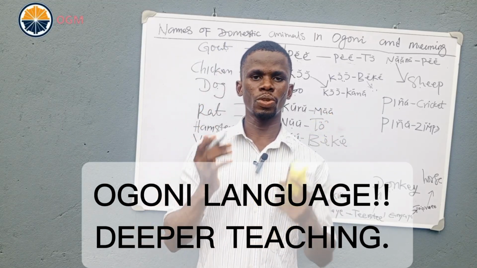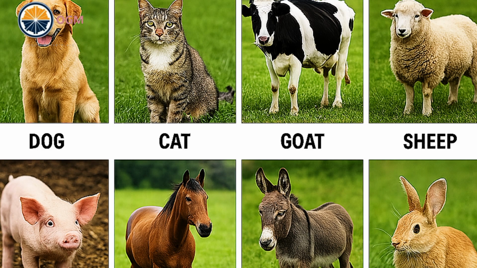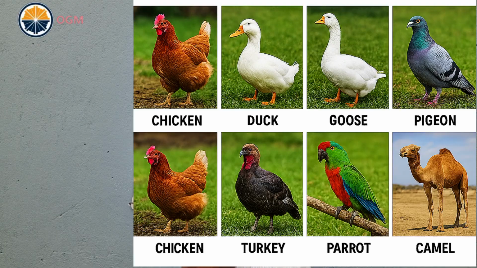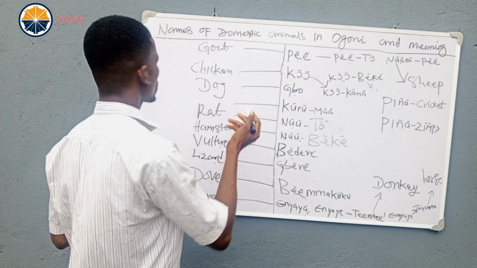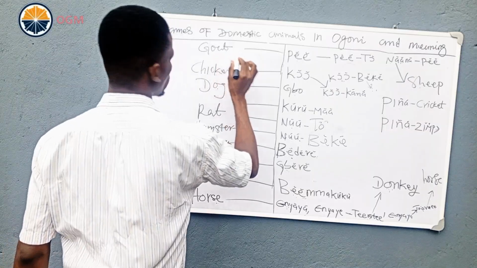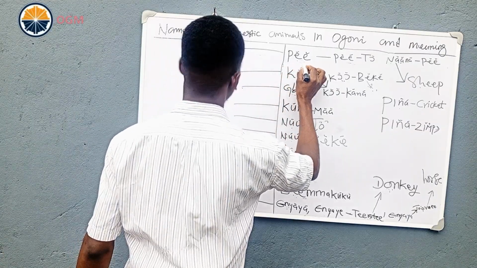In today's class, I'm going to teach you names of domestic animals in Ogoni and their meaning. So let's dive into the main business of today. Here we have number 1, goat, which is pay.